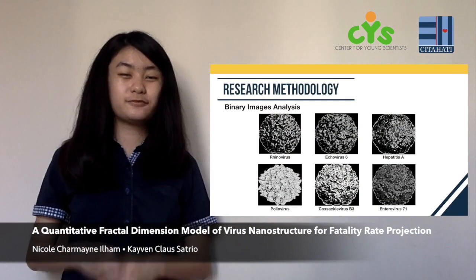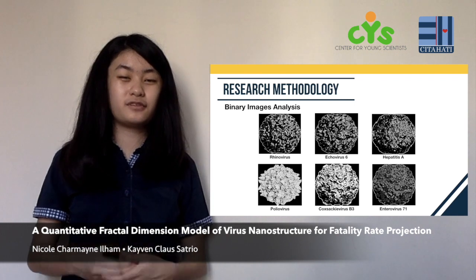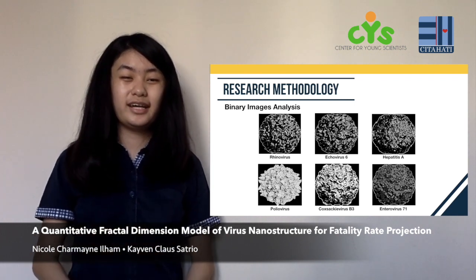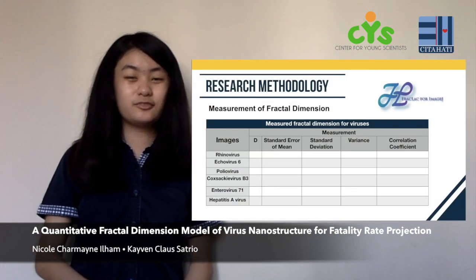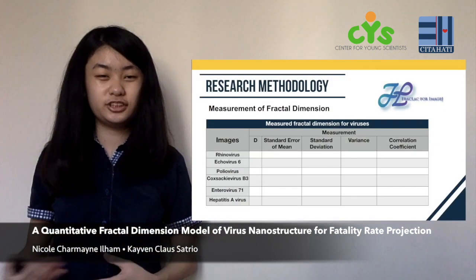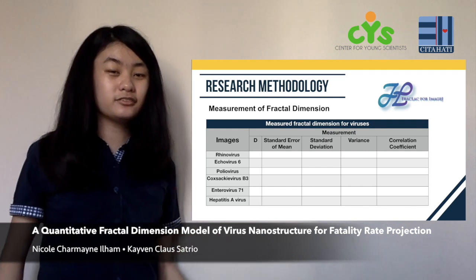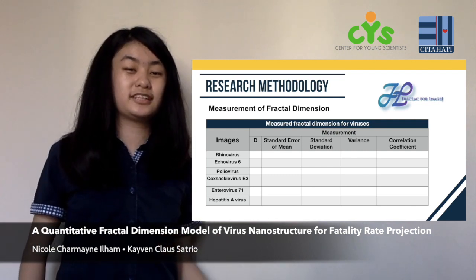The images of the Picornaviridae viruses were binarized through Fractal for imagery software, and it yielded black and white images of the virus. These images will be processed through Fractal for imagery to gain measurements on its fractal dimensions along with its other parameters as shown in this table.